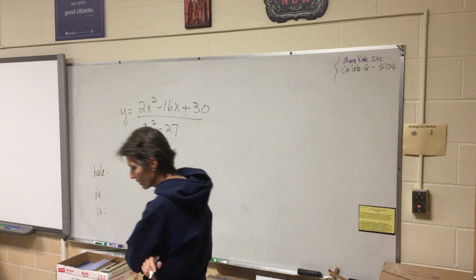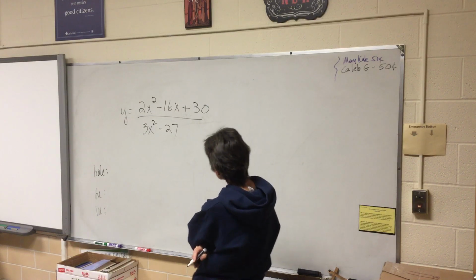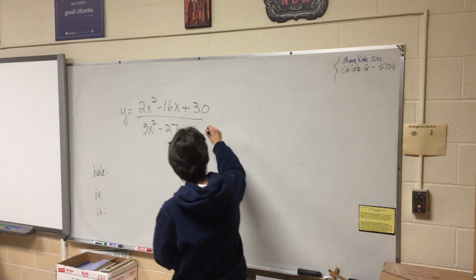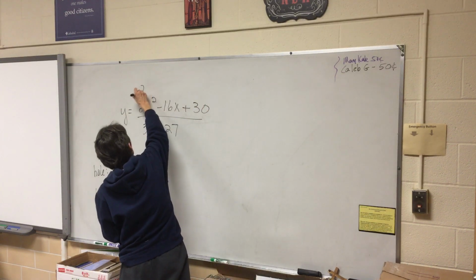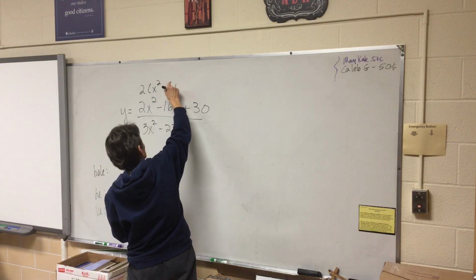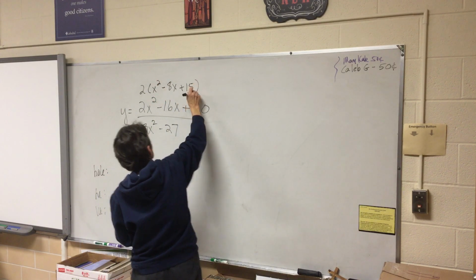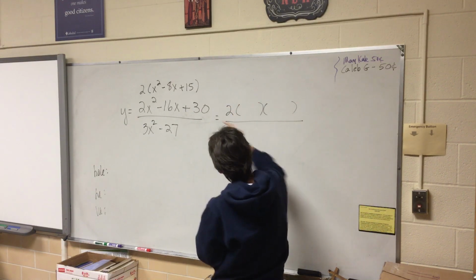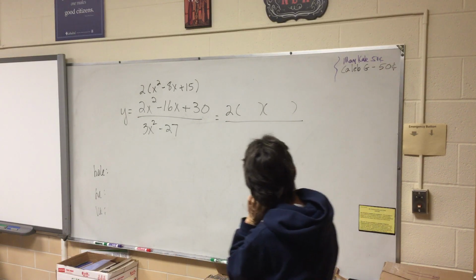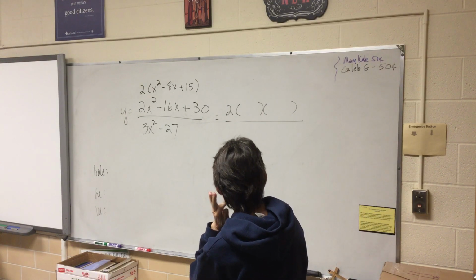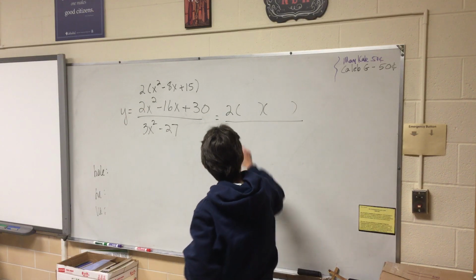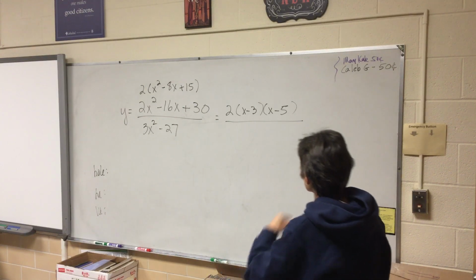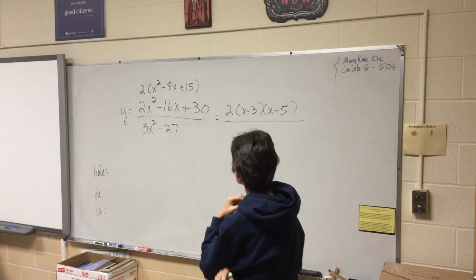So what do we do to start? I take a 2 out. Yep, I would definitely take a 2 out. You want to keep the 2, but now you should be able to factor what's left. It should be 3 and 5. So x minus 3, x minus 5. Order doesn't matter. All right, so far, so good.